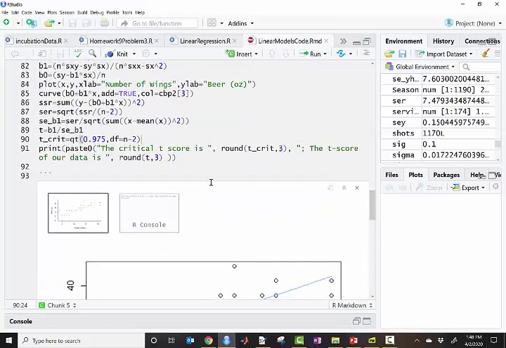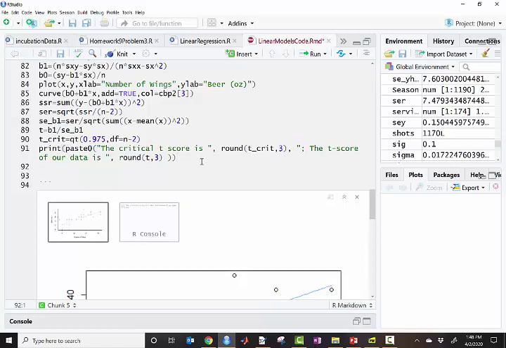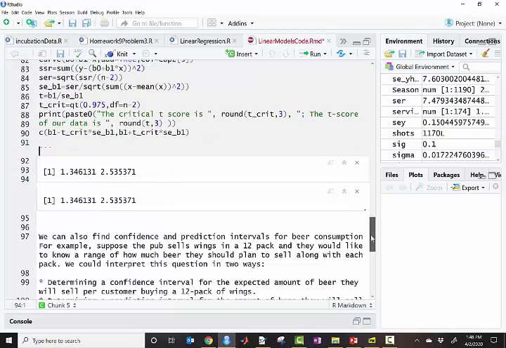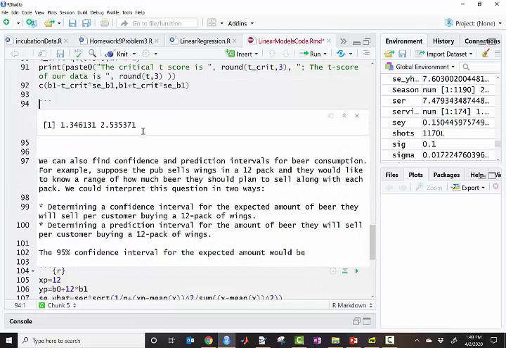Now we could add a second calculation, which would compute a confidence interval for beta 1. We would just have to do a single line here, which would say beta 1 minus the t critical value multiplied by the standard error of beta 1. And then we would do the same thing, but with a plus. If I run that code again, we see that this is now a confidence interval for the slope in our line.